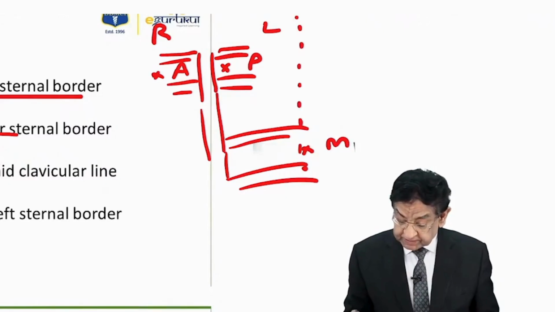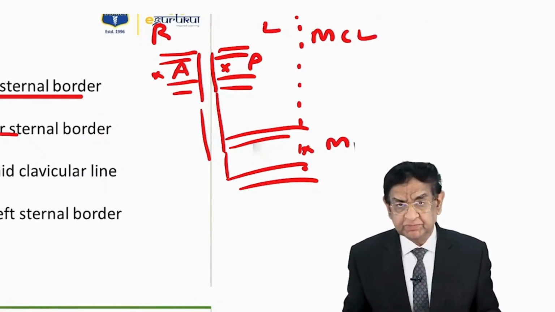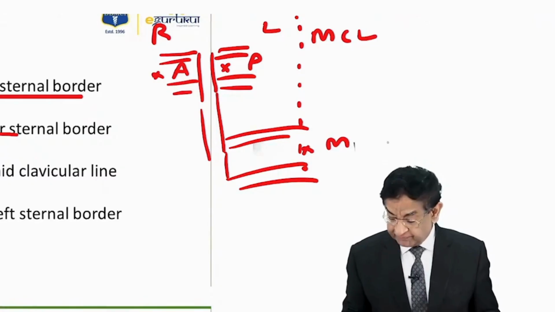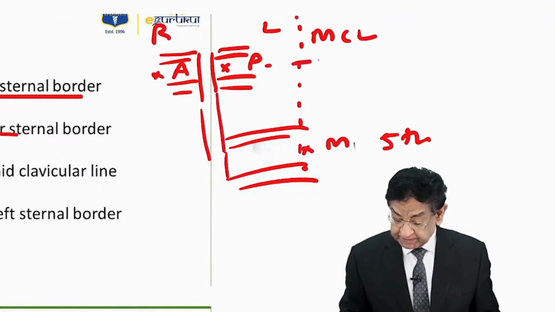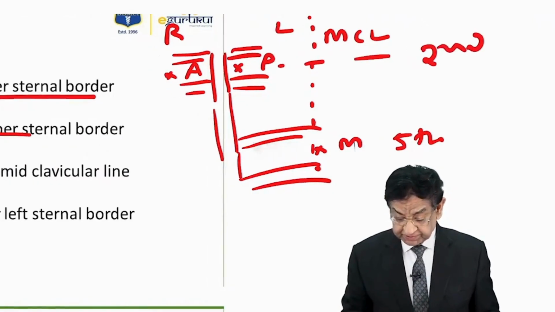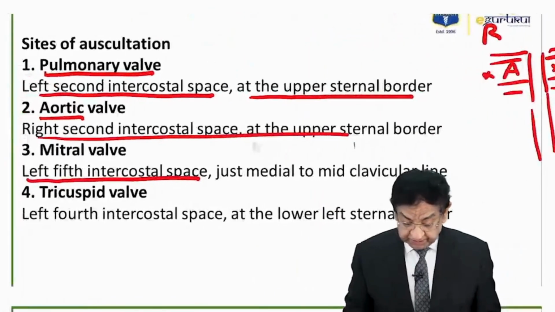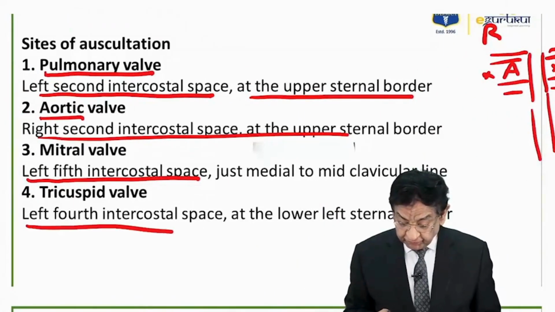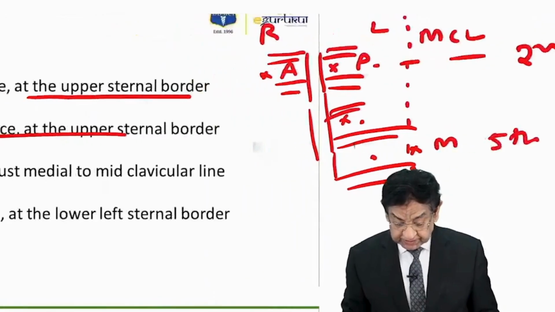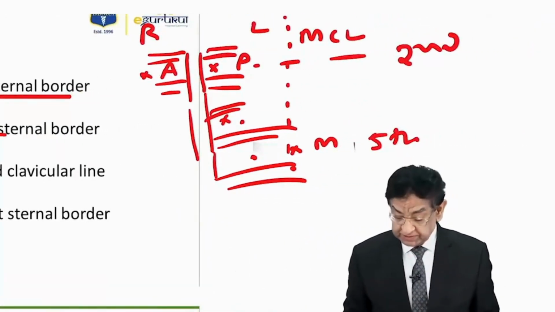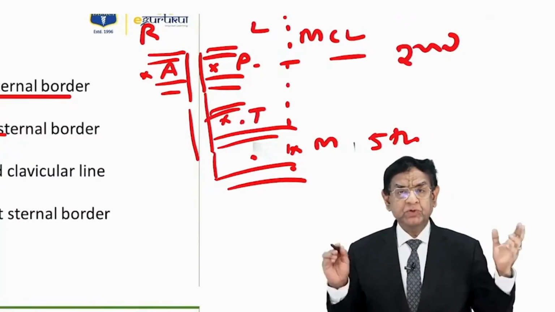This is the mid-clavicular line, and just adjacent to the mid-clavicular line on the left side in the fifth intercostal space is mitral. And finally, tricuspid, left fourth intercostal space, that means here. This is the fifth intercostal space, fourth, and just at the lower side of the sternum. This is the tricuspid.